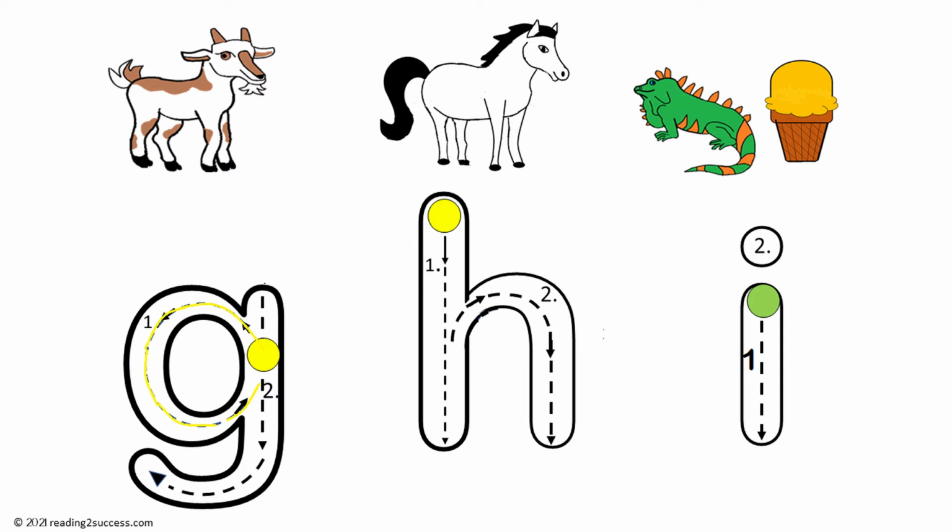Our next letter card has 3 letters, G, H, and I. G is a consonant and it makes a G sound as in goat. H is a consonant and it makes a H sound as in horse. And I is a vowel. It makes 2 sounds, a short sound and a long sound. The short sound is I, as in iguana. And the long sound is I, as in ice cream.